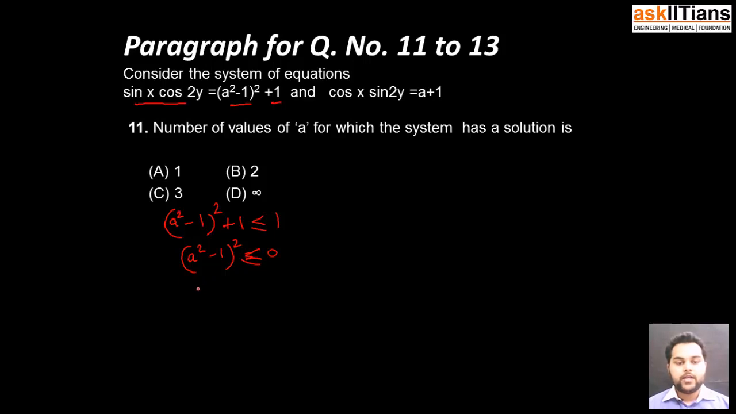Now to find the value of a, I would consider the equal sign, and I would get a square minus 1 is equal to 0, or a is equal to plus minus 1. Now from this equation I am getting two values of a.